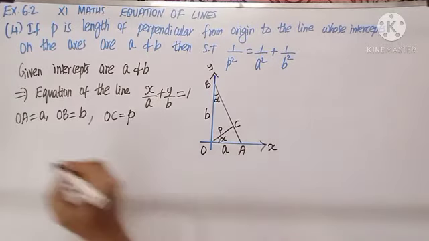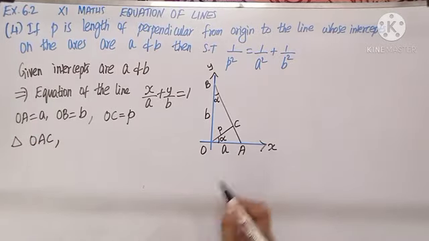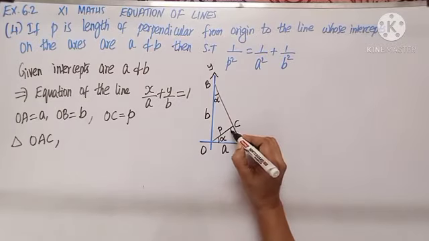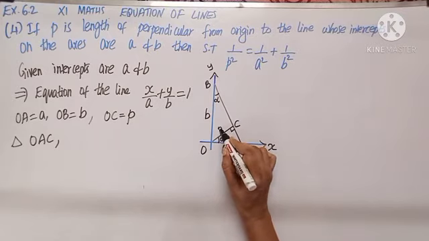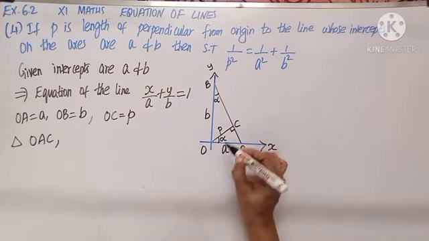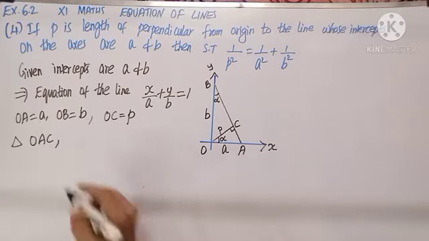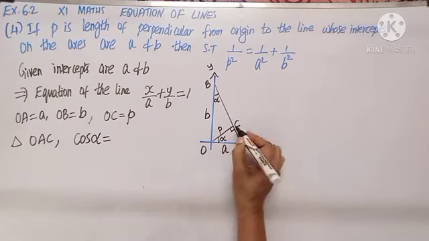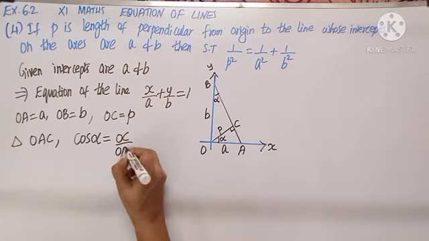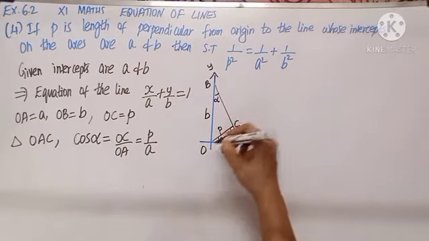From this triangle OAC, what all I know? This is perpendicular. This is alpha. Adjacent side by hypotenuse. The side opposite to right angle is hypotenuse. So I can write adjacent by hypotenuse, that is cos alpha equals OC by OA, or I can say P by A. Similarly, take the other triangle.